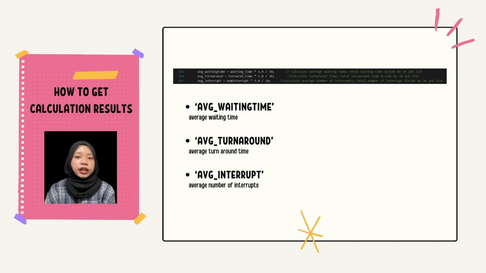This part of the code calculates the average of waiting time, turnaround time, and number of interrupts. The division by 30 is part of the output formatting for the average values. Here, waiting_time, turnaround_time, and num_interrupt represent the total waiting time, total turnaround time, and total number of interrupts, respectively, for all 30 jobs. The division by 30 is done to calculate the average values per job. It is also for normalization to get average values per job in the output.